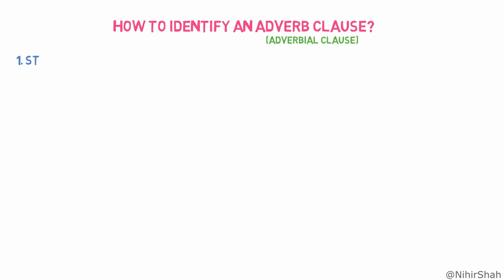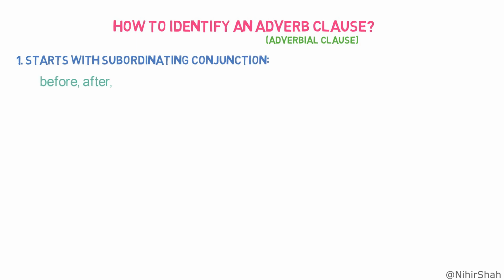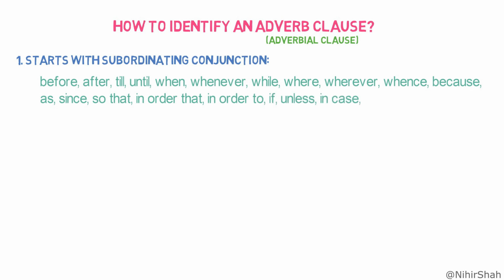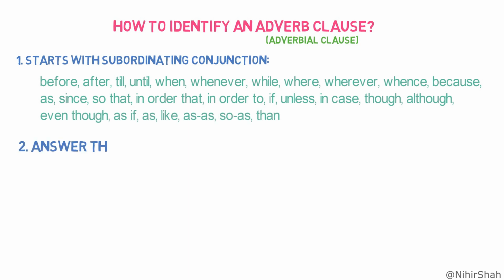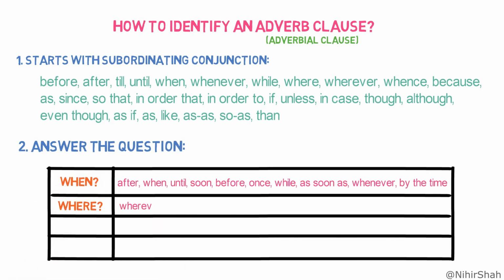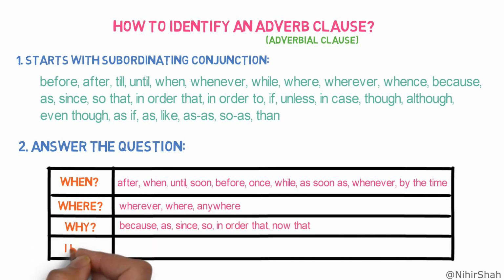Step 1. Adverb clause generally starts with subordinating conjunctions: before, after, till, until, when, whenever, since, while, where, wherever, whence, because, as, so that, in order to, if, unless, in case, though, although, even though, as if, as, like, as, so as, or then. Step 2. It answers when an action occurred, where an action occurred, why an action occurred, or how an action occurred.